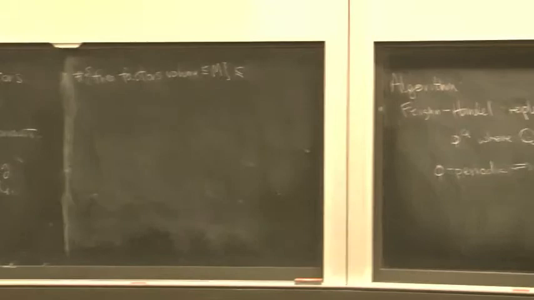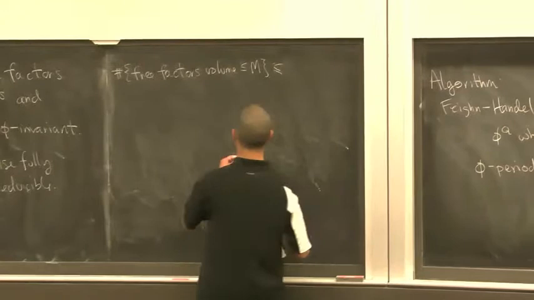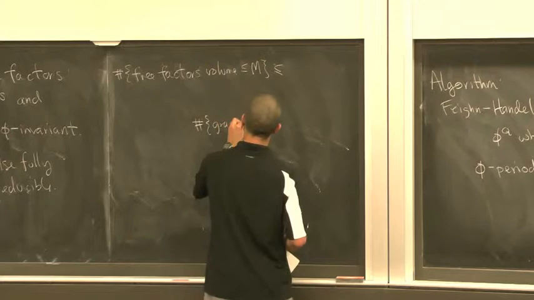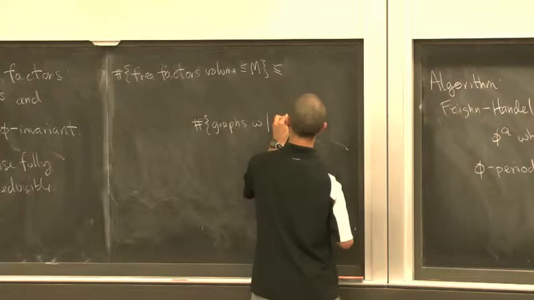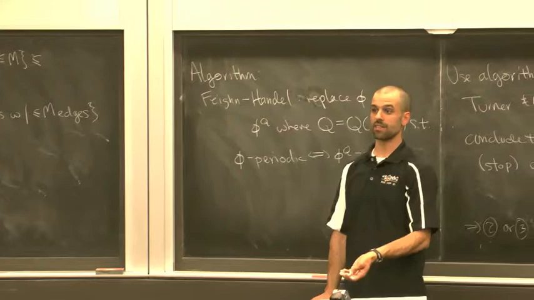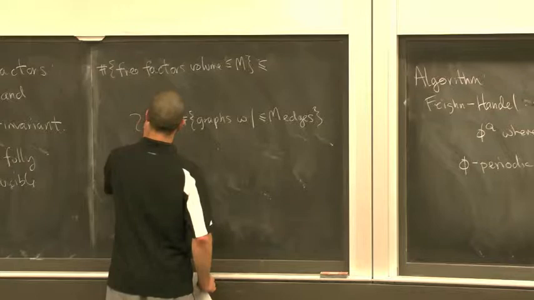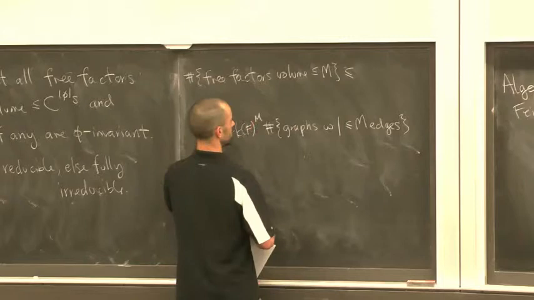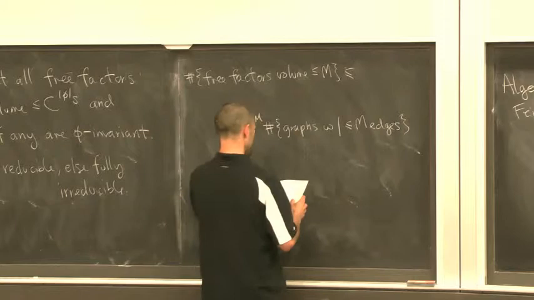So how do you construct one of these things? Well, you just make a graph that has less than or equal to m edges. So it's less than or equal to the number of graphs with at most m edges. But once you have a graph, you need to decorate it a little bit to get a free factor. Each edge can be labeled with an element of your basis, and also assigned an orientation. So you'll have 2 times the rank, to the number of edges. Let me make this a little cleaner. The whole thing is to the m.